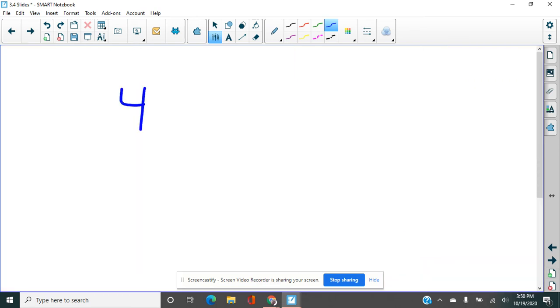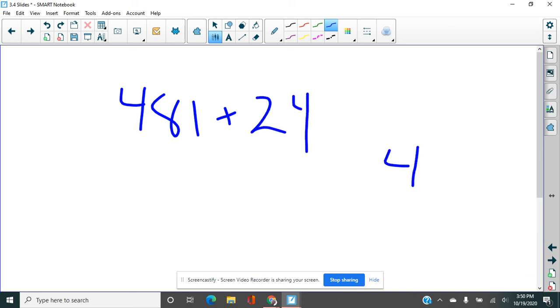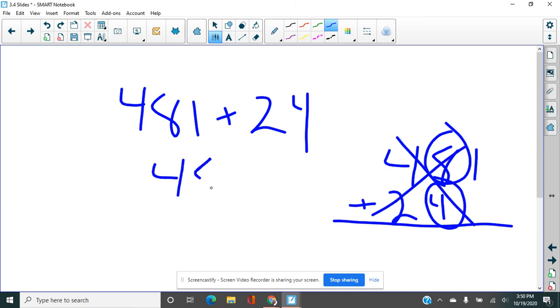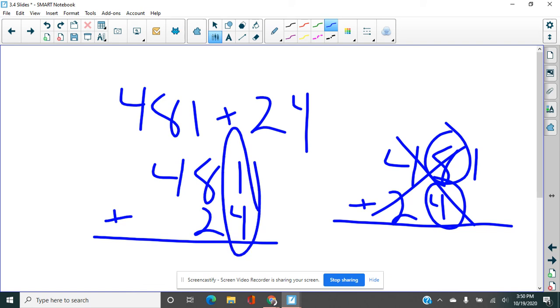Let's say you had 481 plus 24. If you do this, 481 plus 24, big problems here because this 4 is worth 4, but this 8 is worth 80. So we would not write it like that. We would write it more like this, right? See how the ones place is under the ones place here and the tens are under the tens? Very, very important.